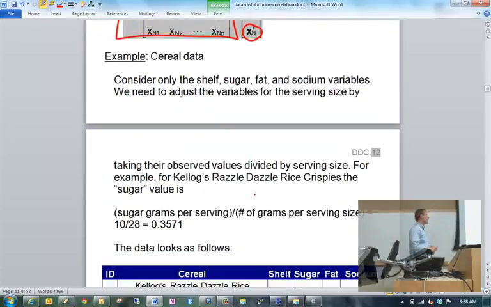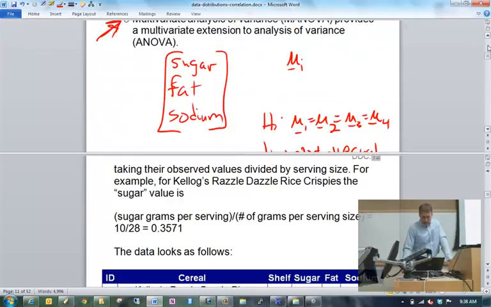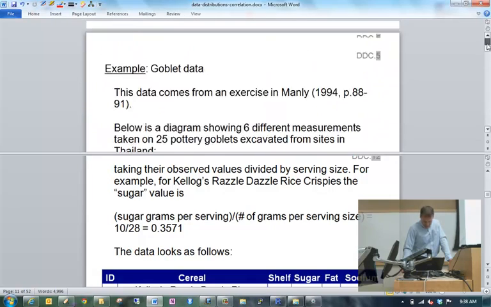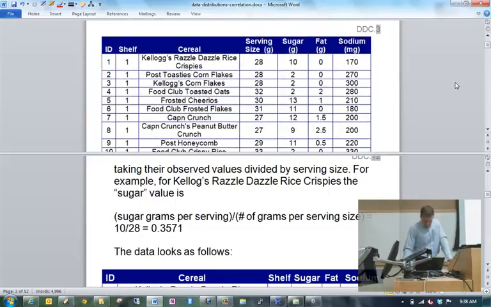Just to make sure you follow this, let's take a look at the cereal data put into this notational format. I'm going to look at the sugar, fat, and sodium, but I'm also going to include shelf in my data matrix as well. Now, before we can actually use the data, we need to make an adjustment to it. Let me go back to the original data set and split screen here.